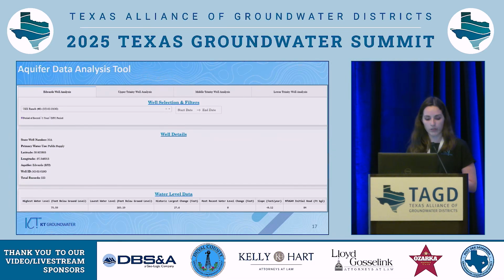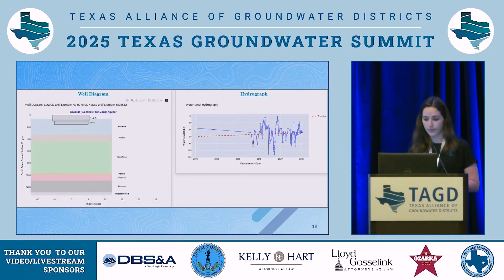You also get a water level data table that displays the highest and lowest water levels, the historic largest change, and slope as well. A well diagram is generated for your well if you have that information, and you can view the screened interval, the diameter of the well, as well as any geologic formations. A hydrograph also displays the water level measurements and shows a trend line.